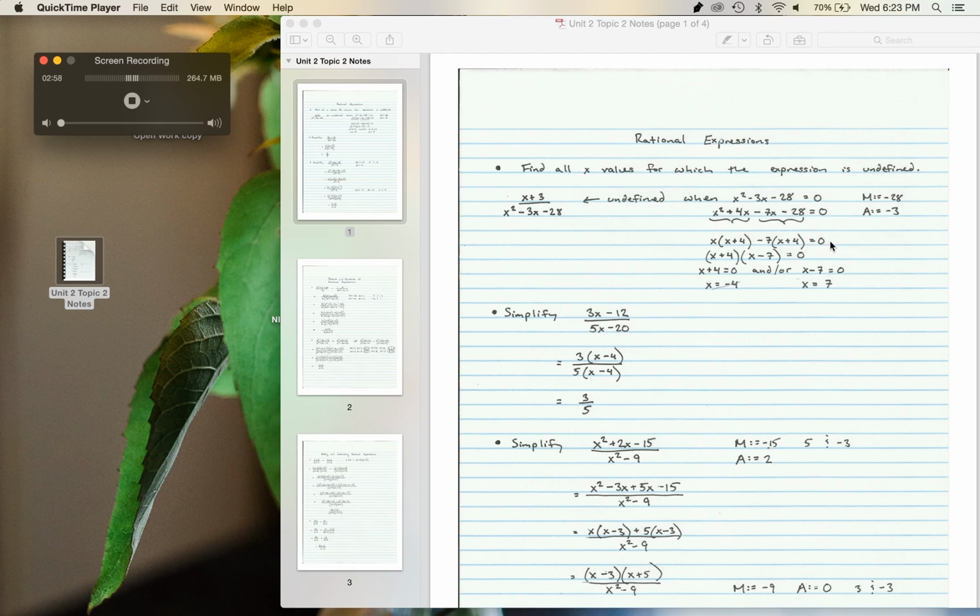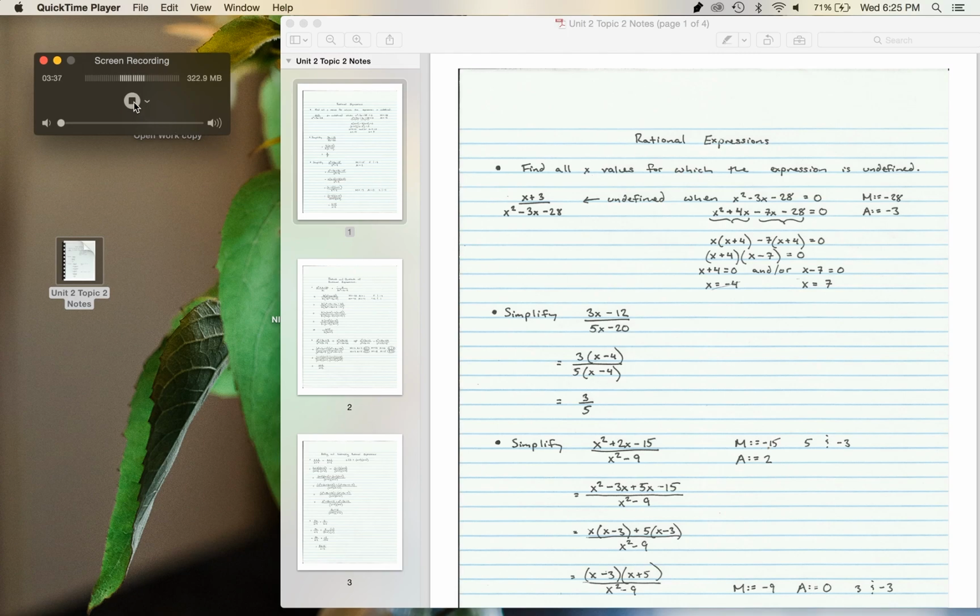Okay, I carry down my equals 0. Here I have a common factor among the two terms. The common factor is x plus 4. So when I pull out this x plus 4, I'm left with x minus 7 in my other set of parentheses. Now I have two factors multiplied together, and I know these two things, when multiplied, equal 0. That means either x plus 4 equals 0, or x minus 7 equals 0, or both. This leads me to my solution, x equals negative 4, and or x equals 7.